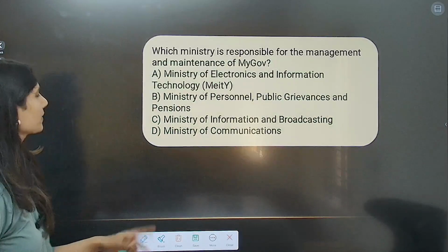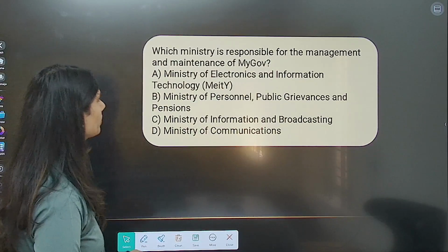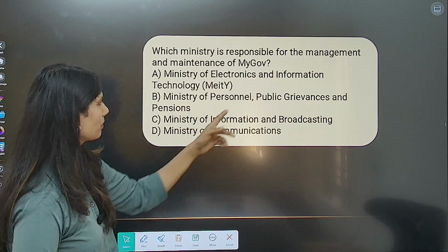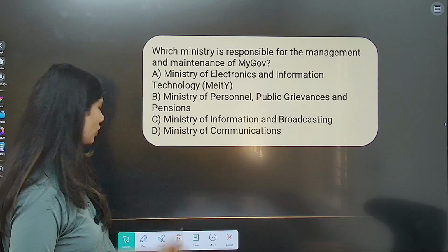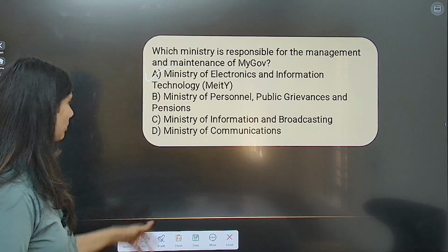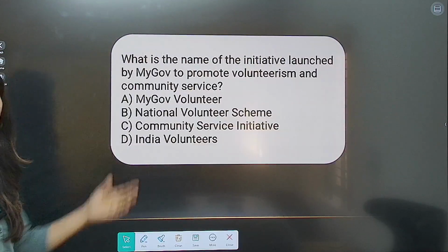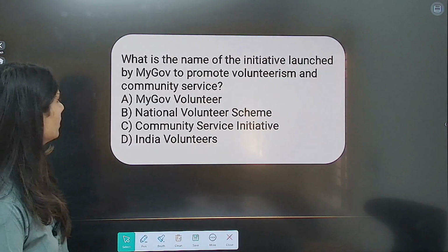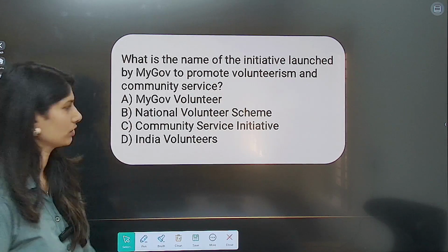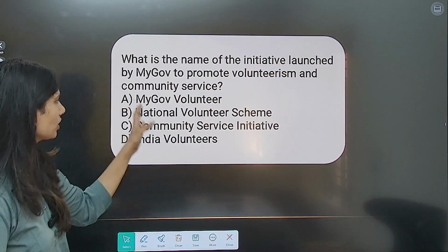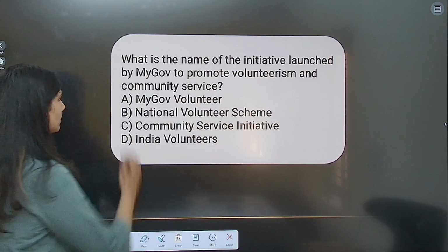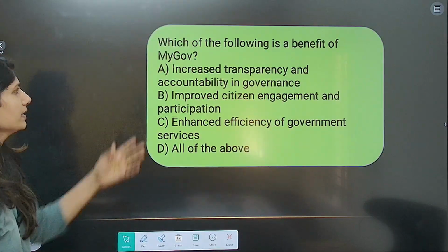The answer is B. Which ministry is responsible for the management and maintenance of MyGov? Ministry of Electronics and Information Technology, Ministry of Personnel, Public Grievances and Pensions, Ministry of I&B, Ministry of Communications. The correct answer is MeitY, that is Ministry of Electronics and Information Technology. What is the name of the initiative launched by MyGov to promote volunteerism and community service? MyGov Volunteer, National Volunteer Scheme, Community Service Initiative, India Volunteers. Answer is MyGov Volunteer. Next question.